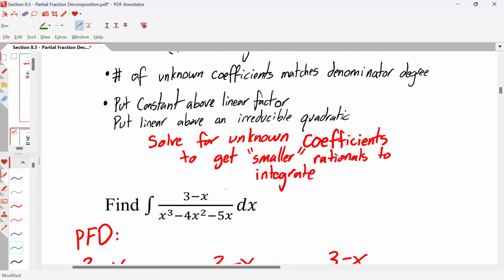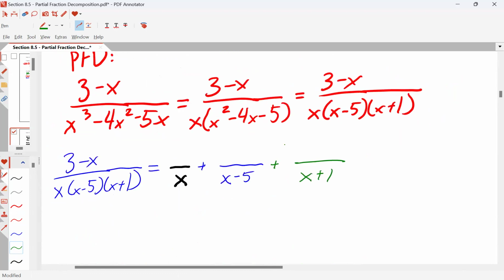The second tip is to put a constant above the linear factors. All of these are linear. Their degree is 1. So over x, I'm going to put a linear, meaning I'm just going to put a single coefficient, a. Over x minus 5, I'm going to put a single coefficient, b. And over x plus 1, I'm going to put a single coefficient, c.